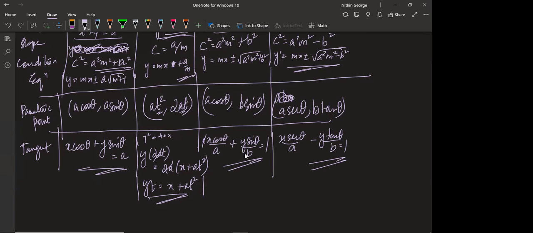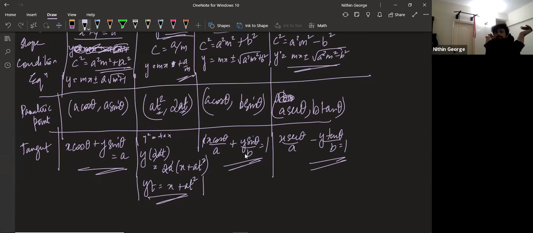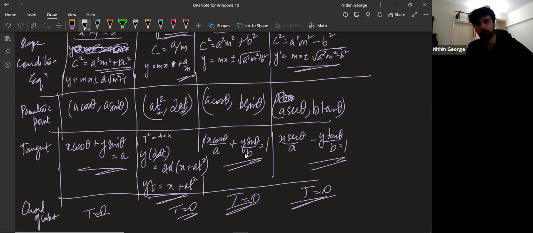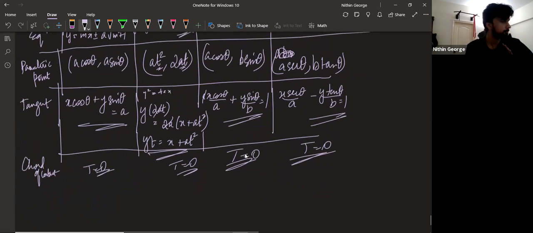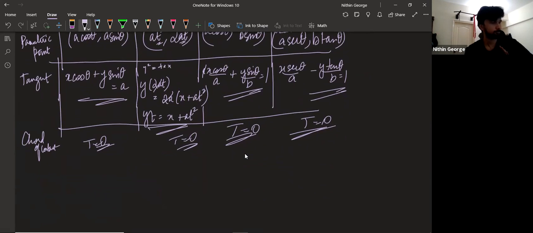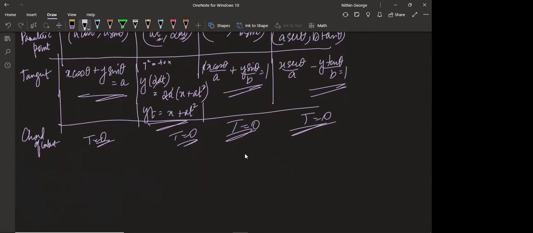Yes, sir. All right, this might look like a lot to digest, but really it's not. They are all connected very easily. Chord of contact for all of them will be T equal to 0. Just check the position of the point with respect to the conic. Does it lie outside? All right, is this much clear? Yes, sir. Okay, now let's continue with circles only.